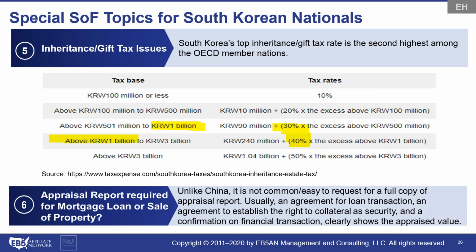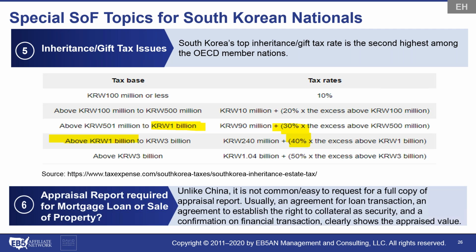So it's a somewhat unreasonable amount of gift tax that parents have to pay, even when they want to give money to their own children. So that's why a lot of Korean investors can't just rely on gift or inheritance as part of their source of funds.